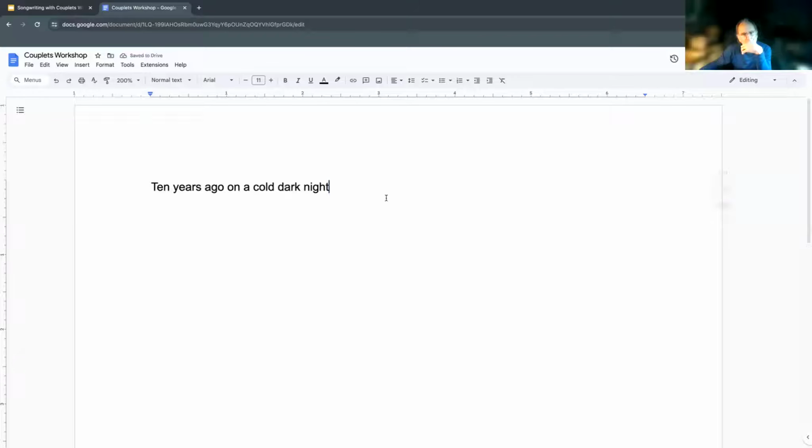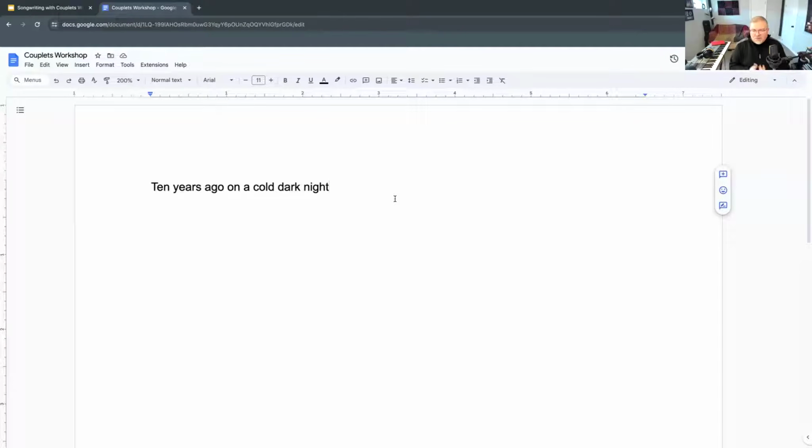Sweet, it worked. So when you're writing, you have decisions to make. So you have this line, right? Ten years ago on a cold, dark night. That's line one. So let's first determine what is the stress pattern. So we have ten years ago on a cold, dark night.